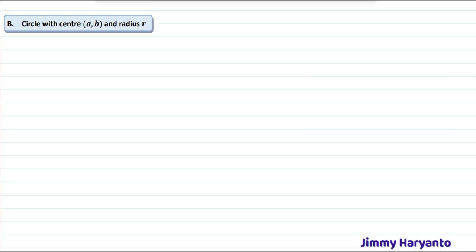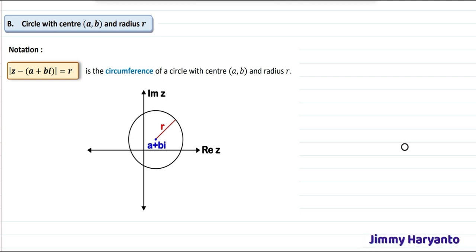Next is a circle with center a, b and radius r. So the notation for this one is modulus of z minus a complex number equals r. That means r is the radius, and the complex number being subtracted from z will itself be the center of the circle.